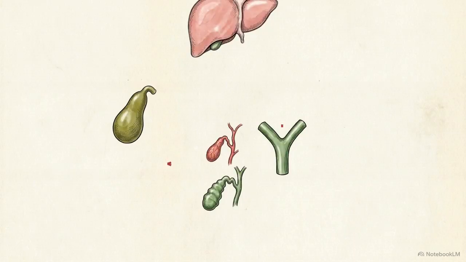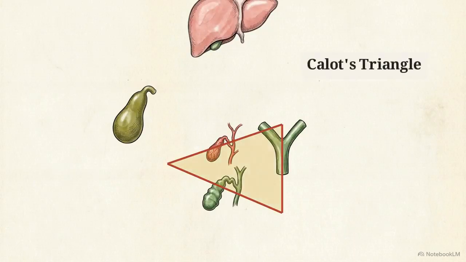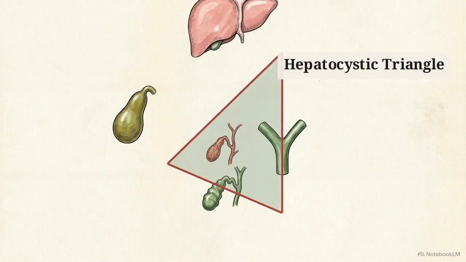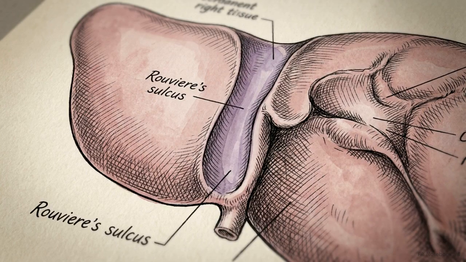Calot's triangle comprises the cystic duct, common hepatic duct, and cystic artery. Modern practice expands this into the hepatocystic triangle, setting the liver surface as the top boundary. It contains the cystic artery and lymph node of Lund. Surgeons rely on a primary external anchor point on the undersurface of the right liver lobe, Rouviere's sulcus, which marks the right posterior sectoral pedicle.